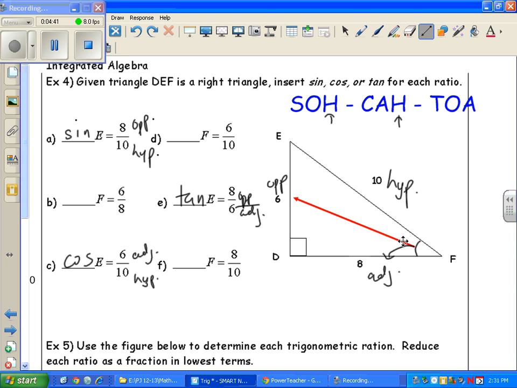6 to 8 would use opposite over adjacent. That's tangent. So B is asking for the tangent of F. In D, we're using 6 compared to 10. So that's opposite compared to hypotenuse. That's the sine of an angle. And then in F, we're using 8 compared to 10. That's adjacent compared to hypotenuse. That's the cosine of an angle. So we've now correctly identified which ratios were being used as a result of these values.